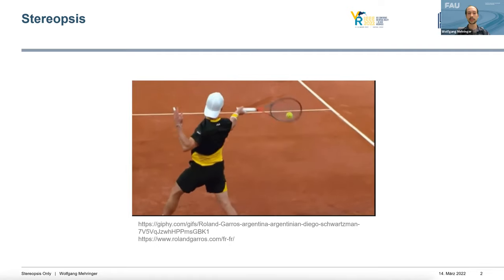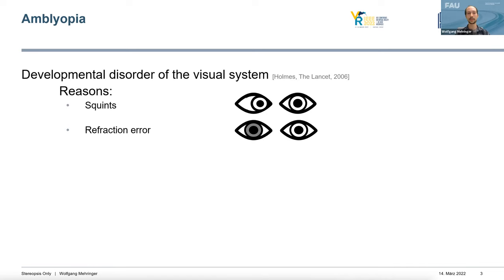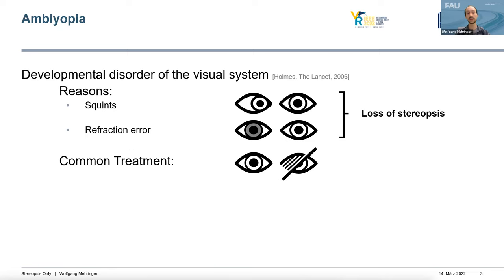One reason for the absence might be amblyopia, which is a developmental disorder of the visual system caused by a squint or a severe refraction error. This leads to the loss of stereopsis. The gold standard was and still is patching of the healthy eye, but there are a lot of issues.